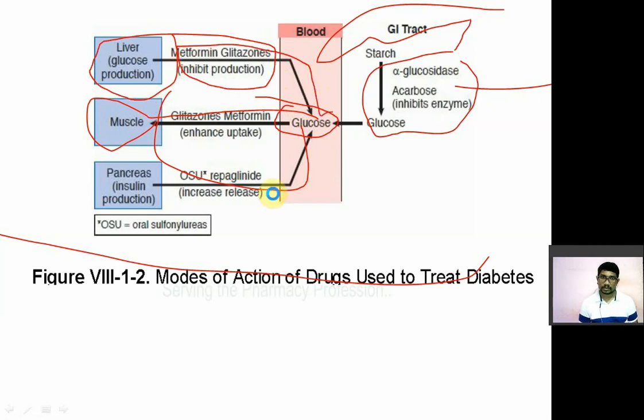In case of oral sulfonylureas and glinides, okay? Repaglinide and nateglinide, they increase the production of insulin. They increase the stimulation of insulin and that will decrease the blood glucose level. So that is a summary of different drugs acting on blood glucose.